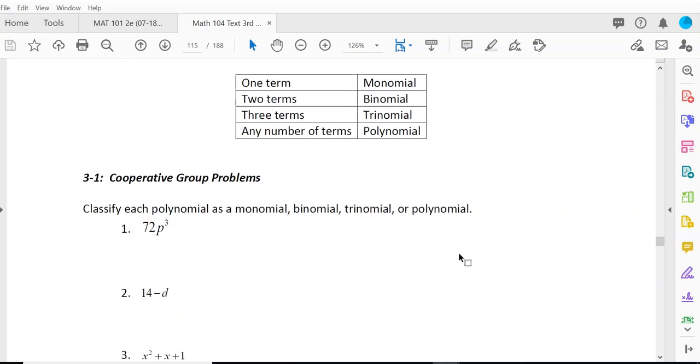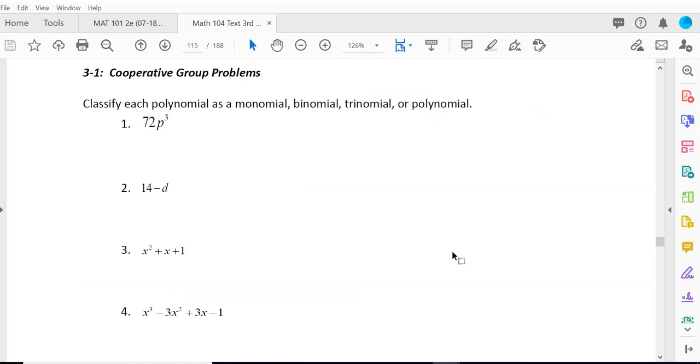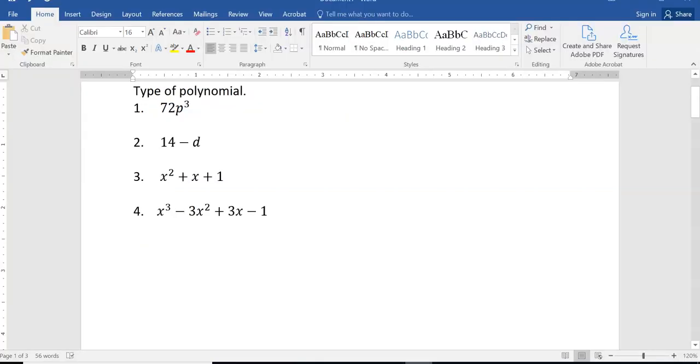If you look at these cooperative group problems here, well, let's go ahead and do those. If you want, push pause and classify each as monomial, binomial, trinomial, or polynomial. Push pause, and then I will show you how those are done. All right, so hopefully you pushed pause.